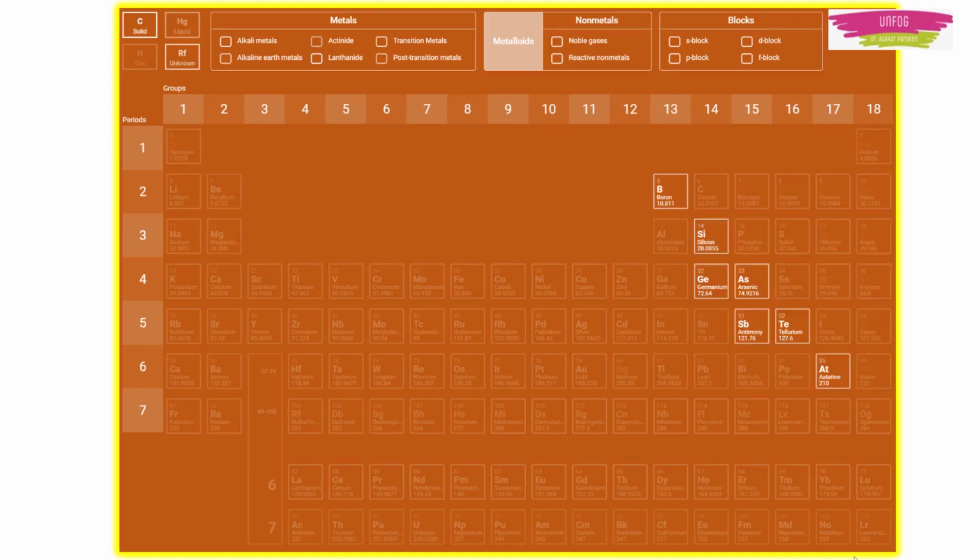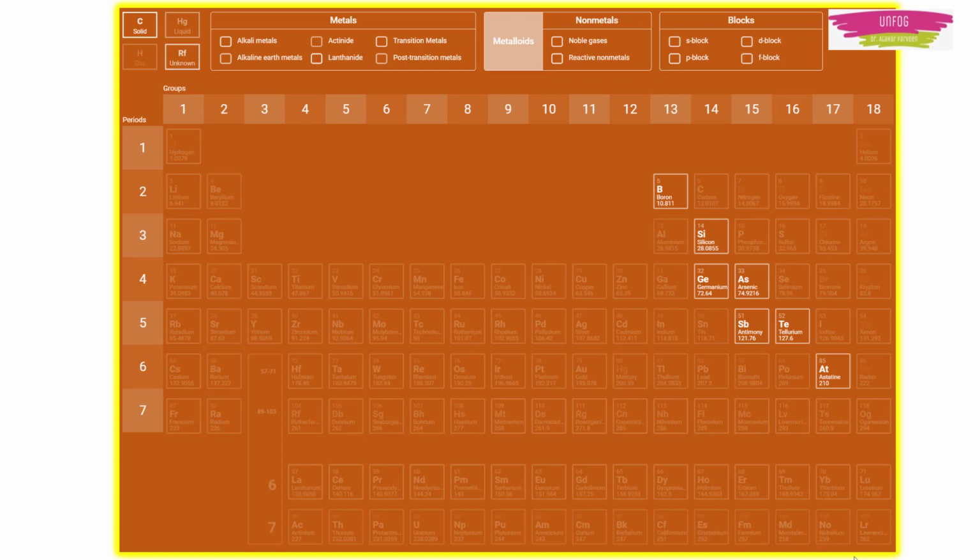Now let's talk about metalloids. These are the elements on the stair-step line that divides metals and non-metals. They exhibit properties that are intermediate between those of metals and non-metals. Basically, they are a mixture of metals and non-metals, you can say. Okay, they exhibit properties which are a mixture of metals and non-metals.